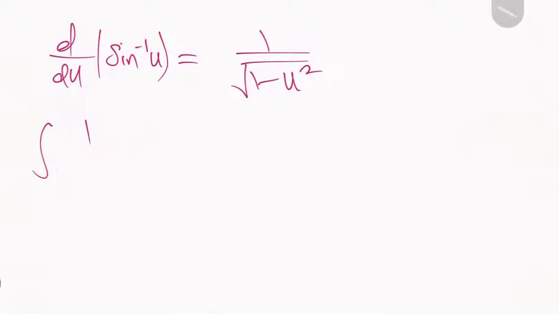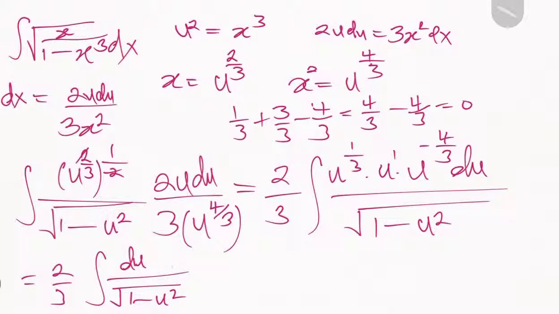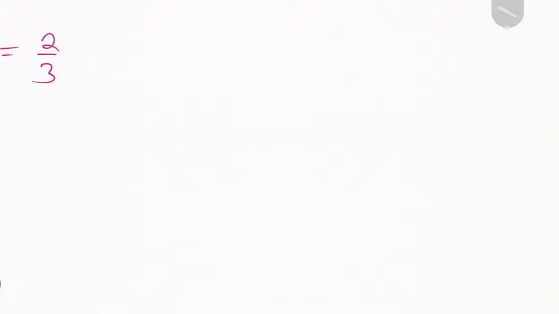So let's see. This integral here, we have 2 over 3, then what is the value of this? Of course, just sine inverse of u. So we have sine inverse of u, or arc sine of u, then plus c.